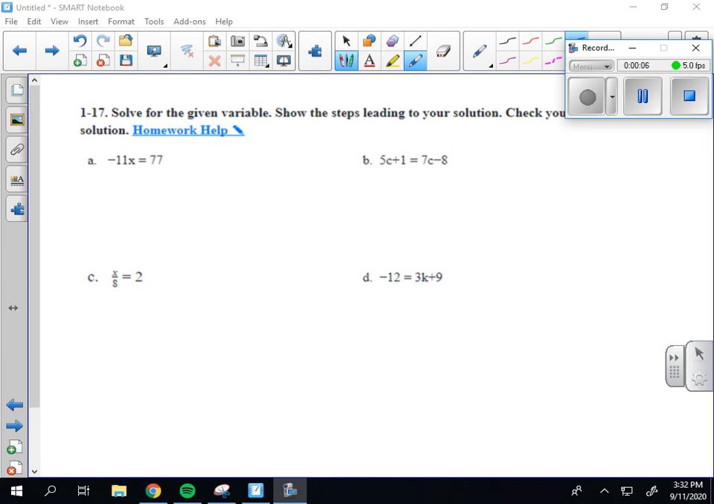Okay, this is the review homework help problem for week number 2, number 1-17. This is asking you guys to solve for the given variable. So show the steps leading to your solution, and then check your solution at the end. So right away I've noticed there's an equal sign. So some of you guys might like to draw a line just to keep everything balanced.